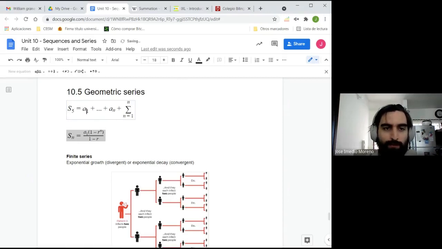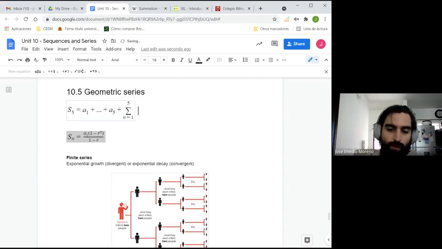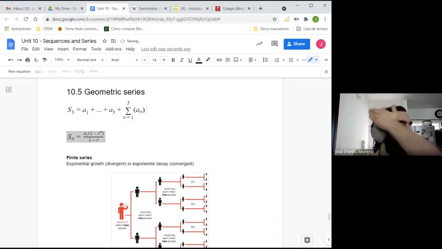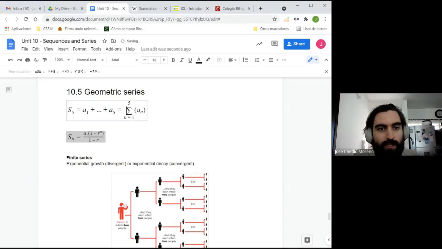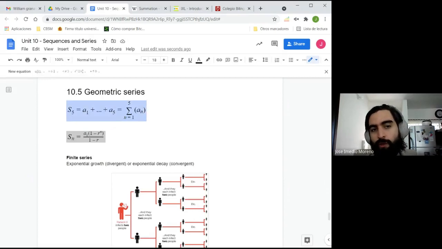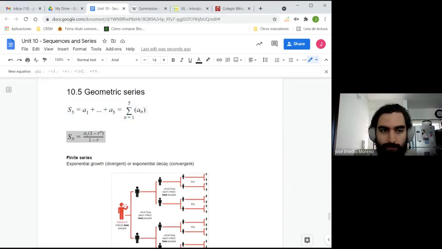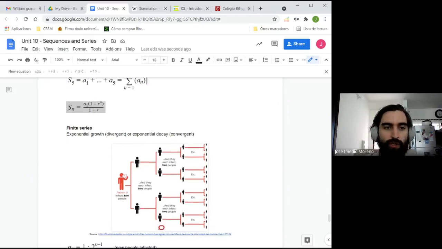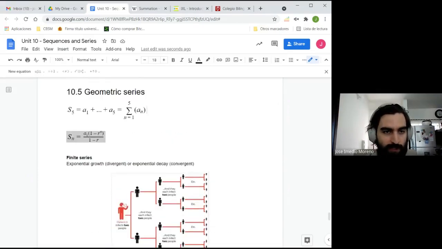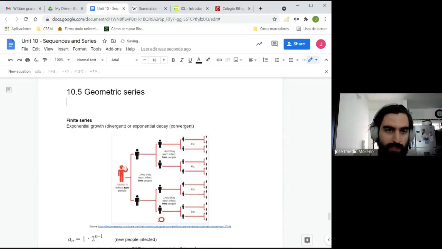So if I find S sub 5, this is the sum of a sub n from 1 to 5 of the corresponding sequence. Okay? So the series is the addition of several terms. Sorry, this is not a plus, this is an equal sign. So the S sub 5 is the addition of the first 5 terms, which can also be written like this. Okay, good. This is what we call the finite series. Let me copy all of this here.